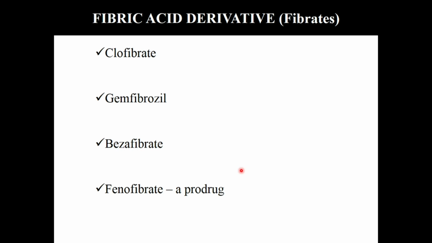This is the most important group, fibric acid derivatives, otherwise known as fibrates. They act by activating a receptor known as PPAR alpha. Drugs used here are clofibrate, gemfibrozil, bezafibrate, and fenofibrate. The commonest drug used in combination with statins is fenofibrate. And gemfibrozil is a drug you should remember should not be combined with any other group of drugs because there will be a greater chance of rhabdomyolysis.